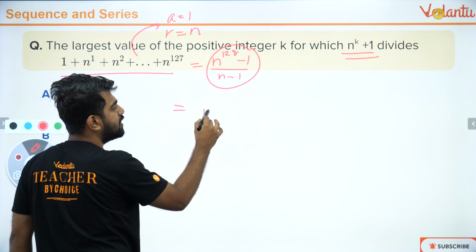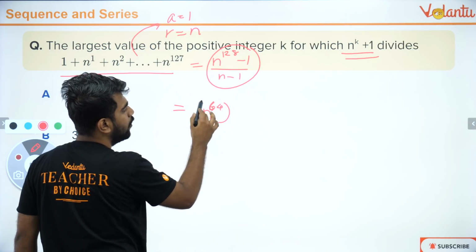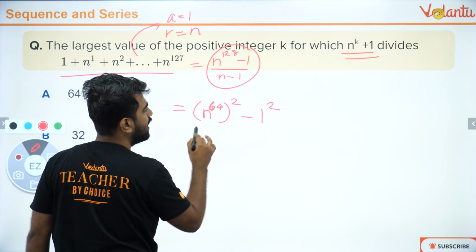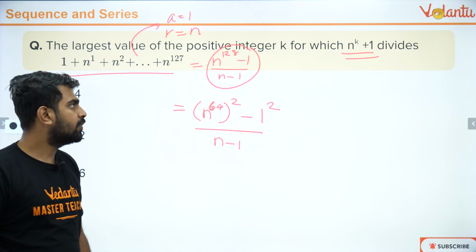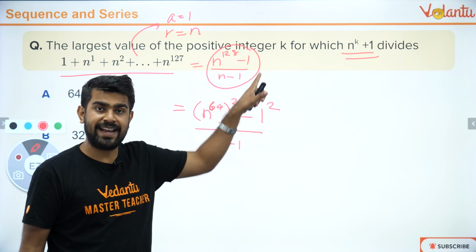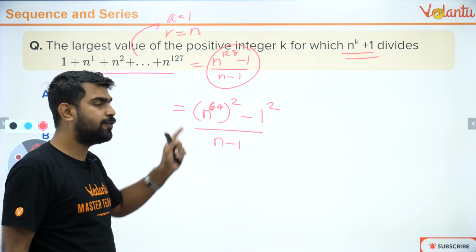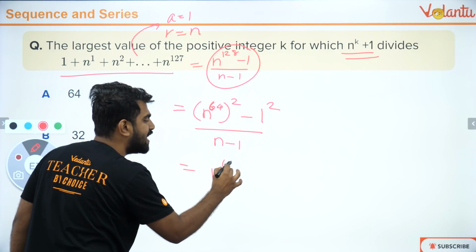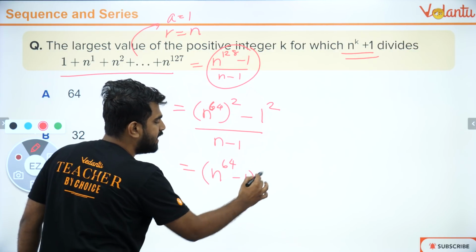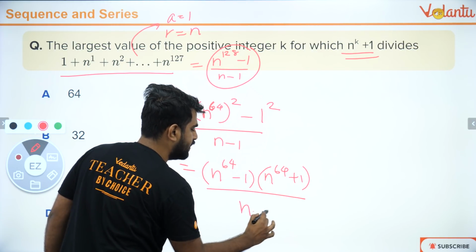So can I say it is (n to the power 64 the whole square minus 1 square) by n minus 1. Don't you all agree with me on that? I can write n to the power 128 as n to the power 64 whole square. Absolutely fine. Now this is of the form a square minus b square. So I can write it as (a minus b) into (a plus b) divided by n minus 1.